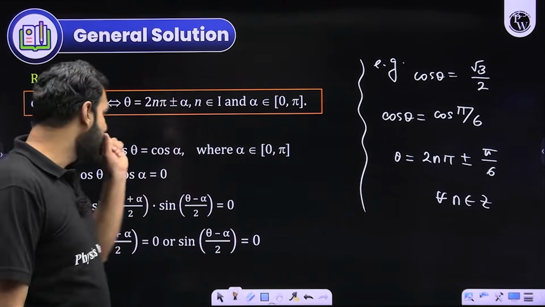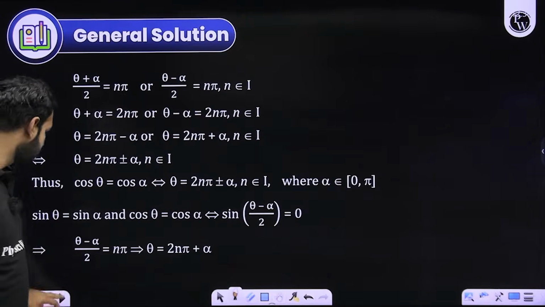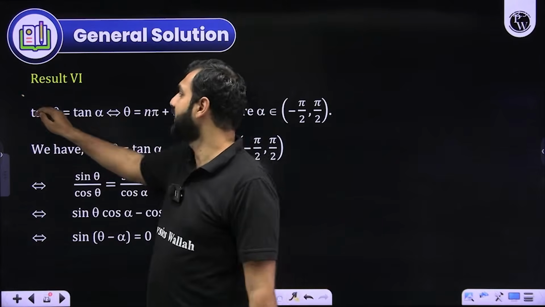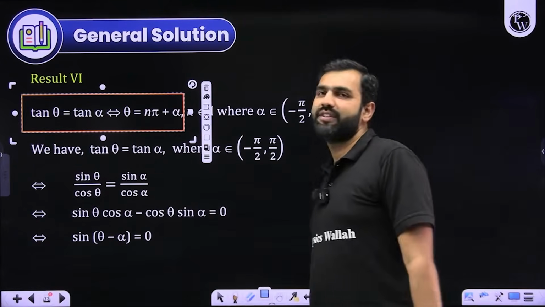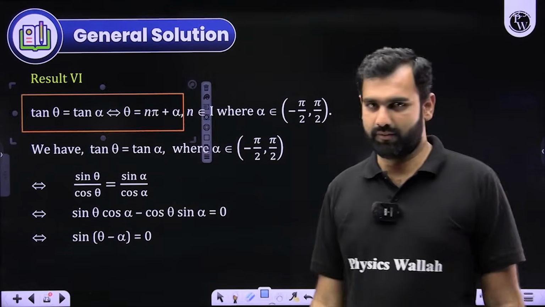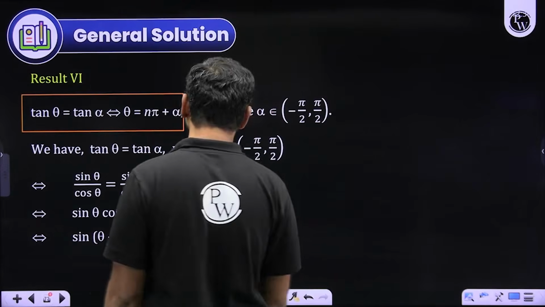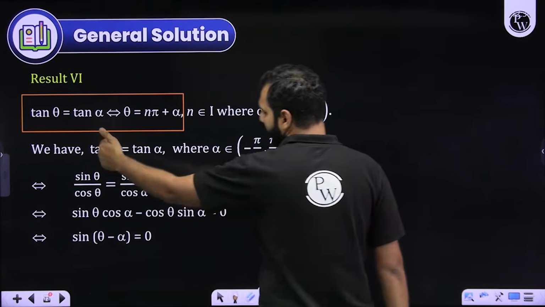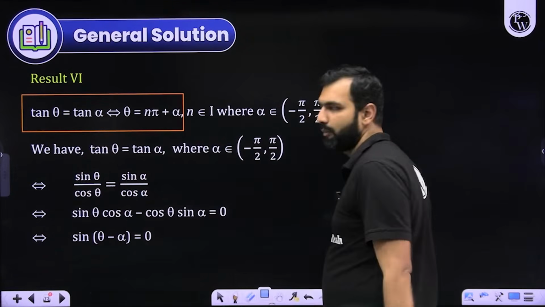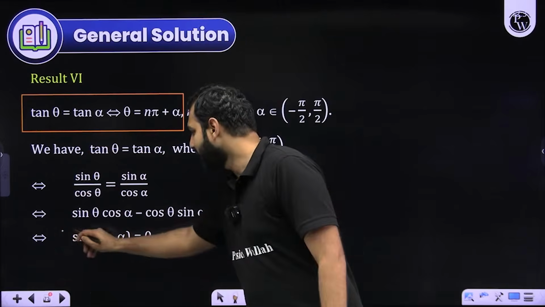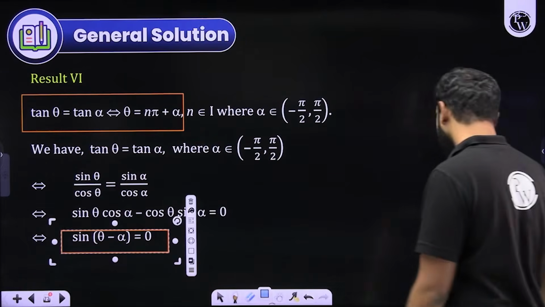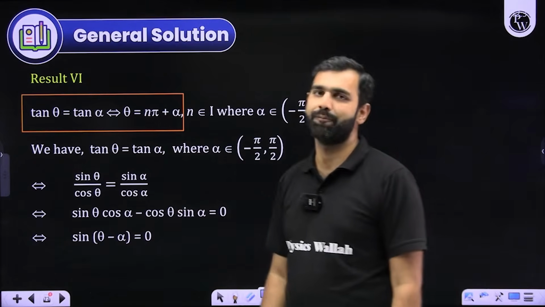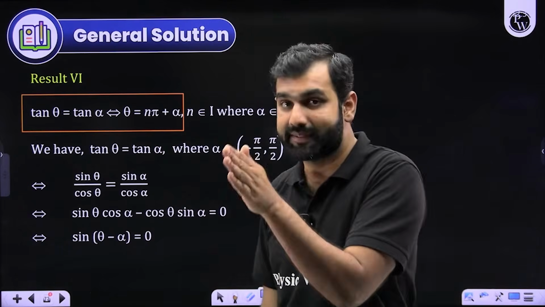Now, if I move ahead towards the next conclusion, next property or next generalization, it will be this, that whenever somebody says that tan theta is equal to tan alpha, you say theta is equal to n pi plus alpha. Again, the same conclusion can be drawn here. Tan theta is sin theta upon cos theta, tan alpha is sin alpha upon cos alpha. Through cross multiplication, I'll have sin (theta minus alpha) is equal to 0, and sin (theta minus alpha) will be 0 when theta minus alpha is of n pi category, which means theta will be n pi plus alpha.